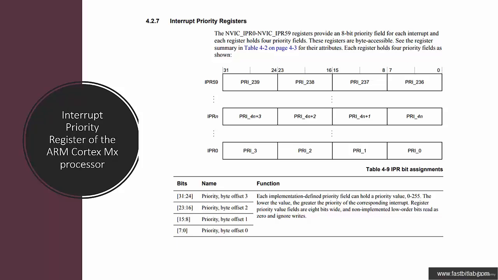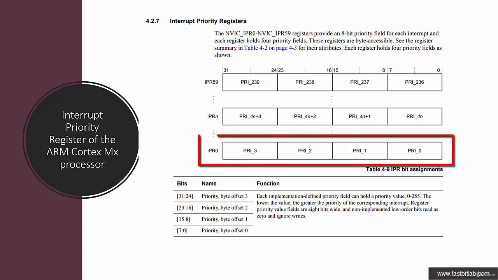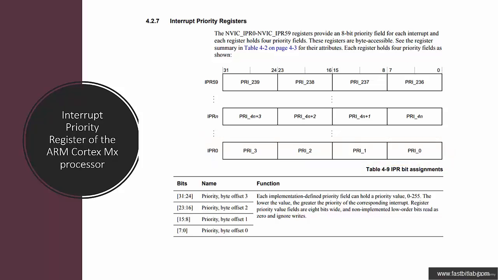Let's explore these interrupt priority registers. You can get the details from the generic user guide. So I have taken this from the generic user guide. As I said, there are 60 interrupt priority registers from IPR0 to IPR59. And by using each priority register, you can configure priority for 4 IRQs. This is a 32-bit register. 60 into 4, which covers all 240 IRQs.